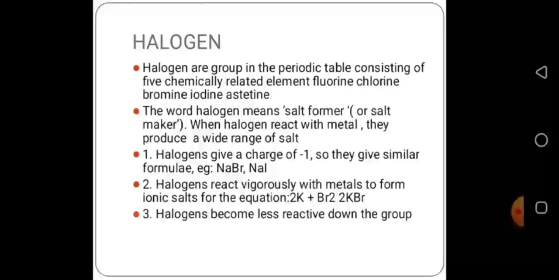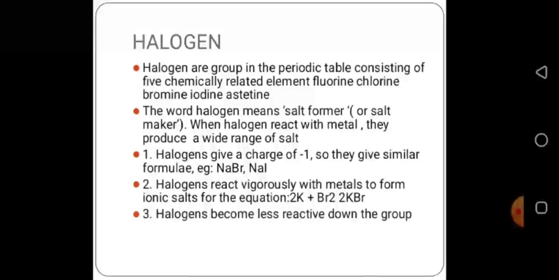Halogens are grouped in the periodic table, consisting of 5 chemically related elements. The elements in the halogen group are chlorine, bromine, iodine, astatine. The word halo means salt former or salt maker. When halogens react with metals, they produce a wide range of salts.